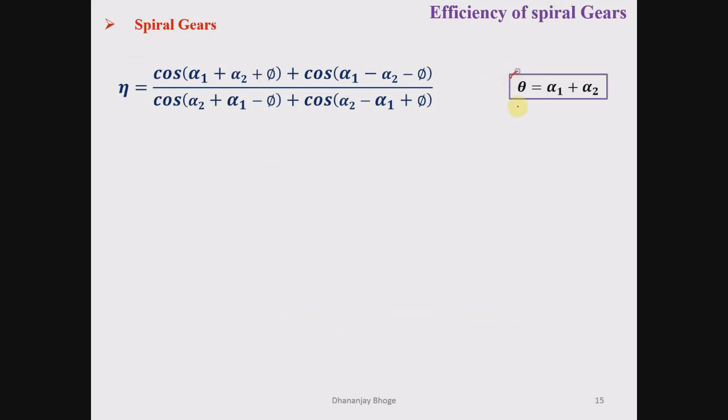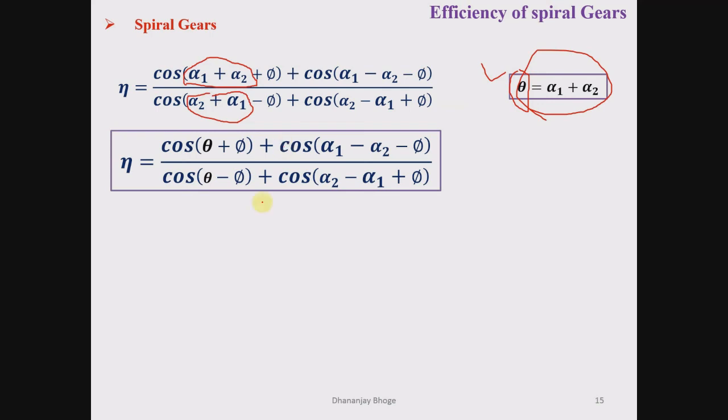Okay. Now next we will introduce the term theta, the shaft angle, which is the input parameter, which is always known to us. What is our theta? Alpha 1 plus alpha 2 is theta. So the alpha 1 plus alpha 2 in the numerator as well as the denominator, you can substitute theta for this to get the final equation. So efficiency is equal to cos of theta plus phi plus cos of alpha 1 minus alpha 2 minus phi divided by cos of theta minus phi plus cos of alpha 1 minus alpha 2 plus phi. Write this equation. Call this the equation for efficiency of spiral gears.